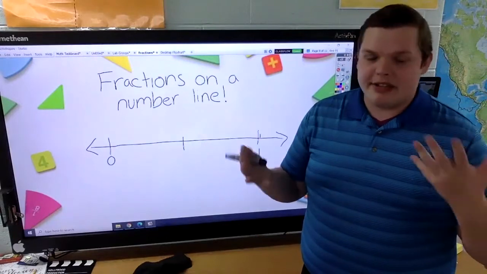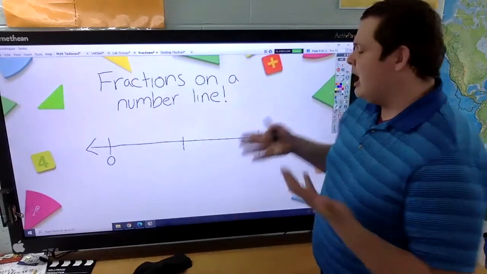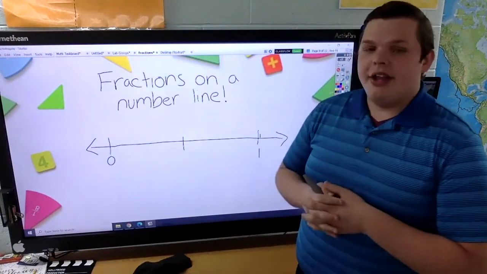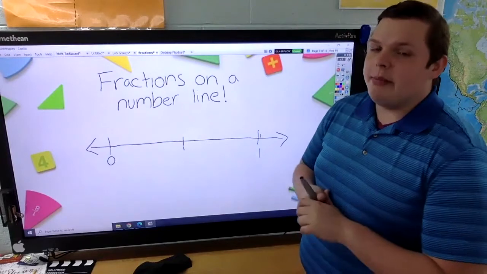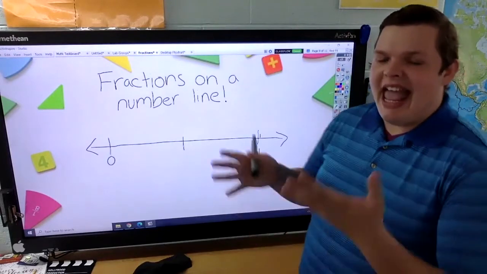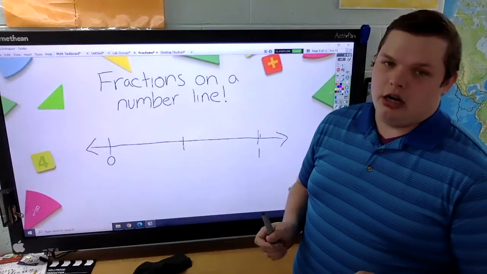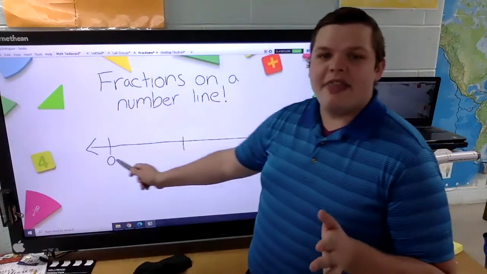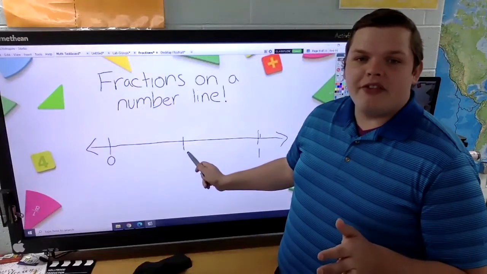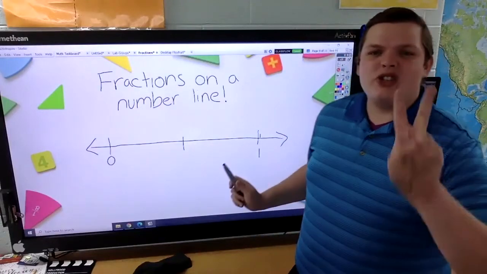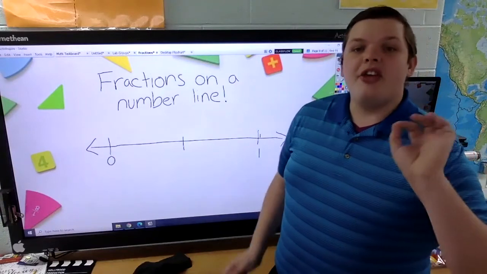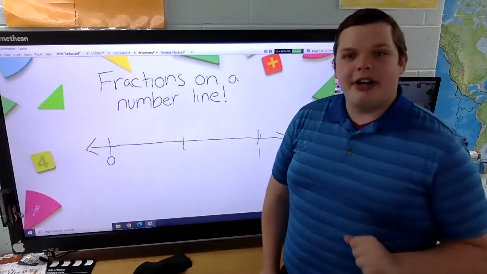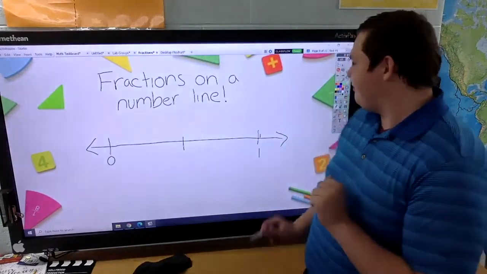1, 2, 3, 4, 5, 6, 7, 8. Those are all whole numbers. But with fractions, it's kind of easy, but you got to look at it. So the easy part about it is look at how many spaces there are, okay? From here to the next tick mark, that's what they're called, tick marks, that's 1 space. Then from this tick mark to the 1, that's 2 spaces, okay? The number of spaces you have is your denominator. Your denominator, again, is the number on the bottom.